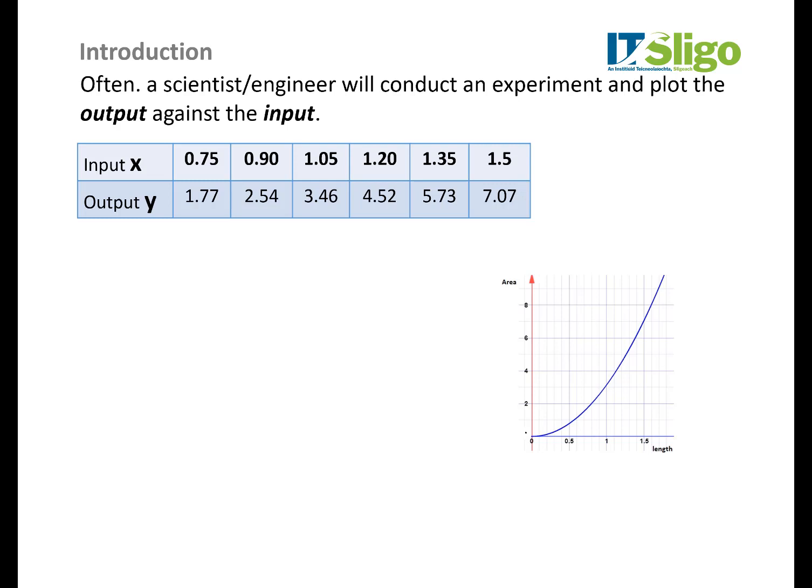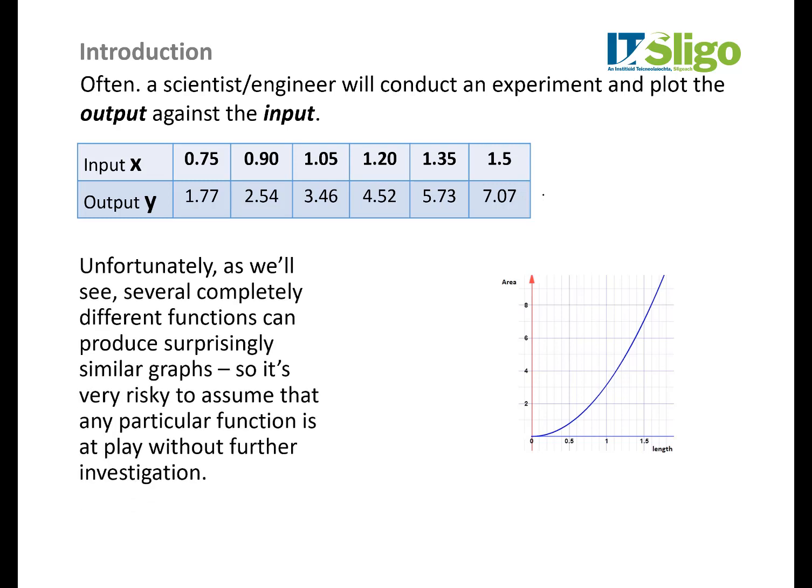Because the graph here, it could be a quadratic graph, but it could also be a cubic graph, or it could even be an exponential growth graph. So just by looking at the plot, we can't determine what the relationship is between my input and output. So this is the problem that we have.